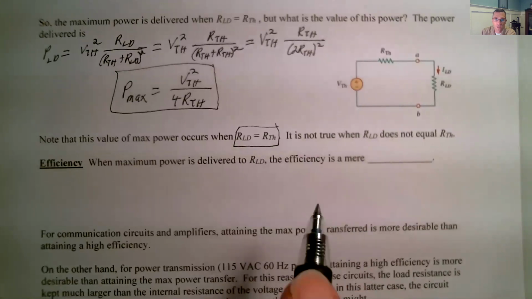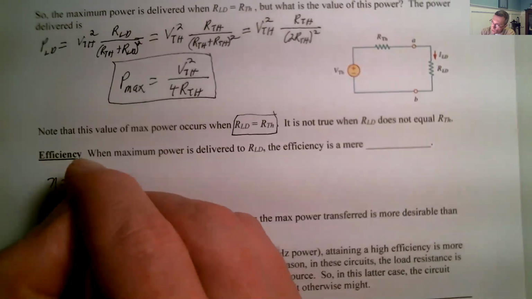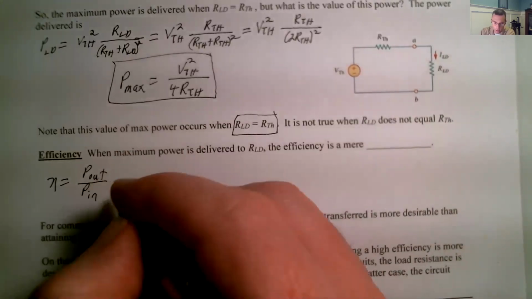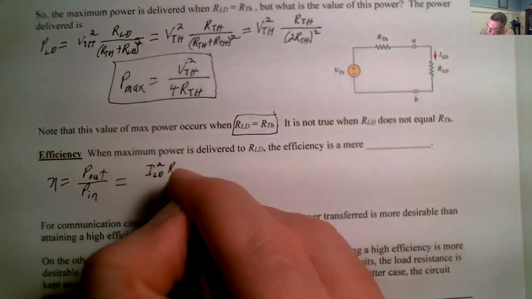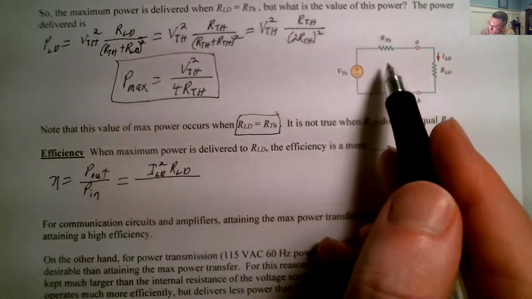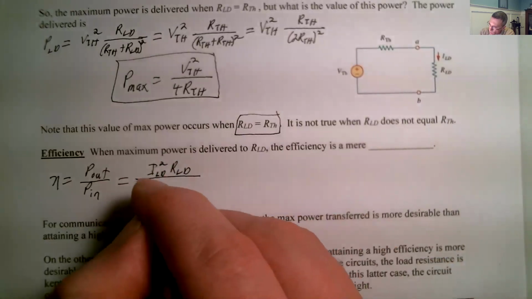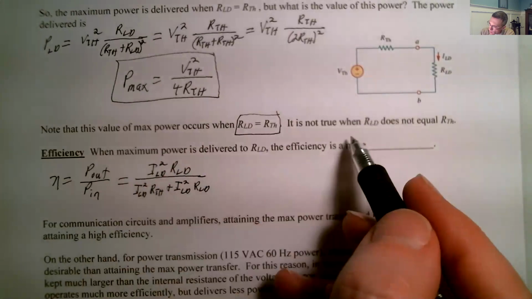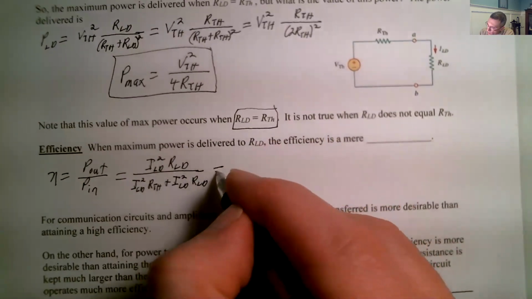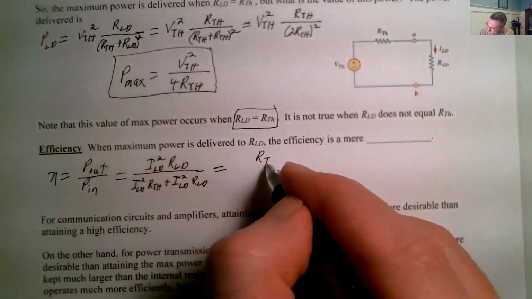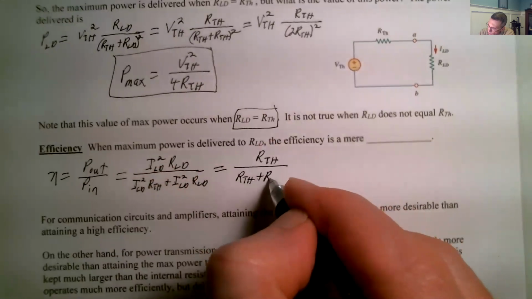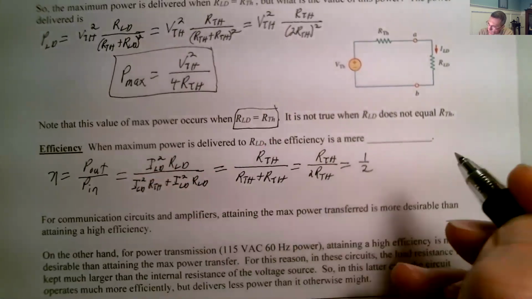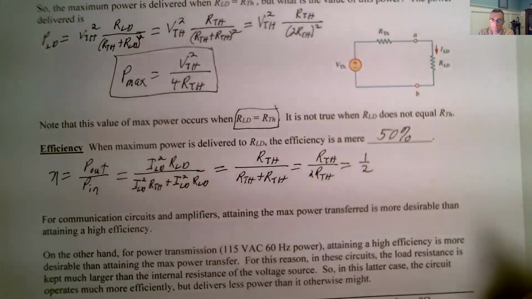Now, with maximum power delivered to our load, what is the efficiency? Efficiency is equal to P out over P in. Our power out is at the load, so power out is equal to I load squared times R load. The power in is the sum of all the power that's dissipated, so we've got I load squared times RTH plus I load squared times R load. We said when we get max power transfer, our load is equal to RTH. Since we've got I load squared in all of those, this drops down to RTH divided by RTH plus RTH, which is just RTH divided by 2RTH, or 1/2, which means the efficiency is 50%.